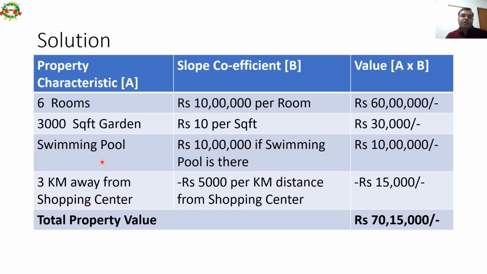Then the property also has 1 swimming pool. So 10 lakh rupees per swimming pool has to be added. So 10 lakh rupees straightforward will be added to the property value. And since the property is 3 kilometers away from the shopping center and the slope coefficient which the company follows is minus 5,000 rupees per kilometer distance, 3 into 5,000 is 15,000 rupees of negative value, which will be deducted from the total property value. So the total property value using the Hedonic model will be 70.15 lakh.